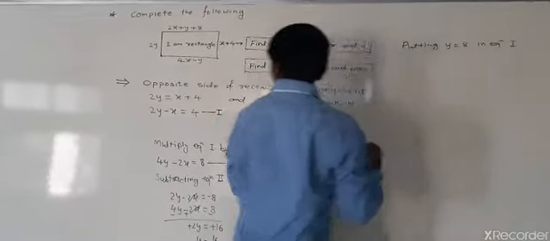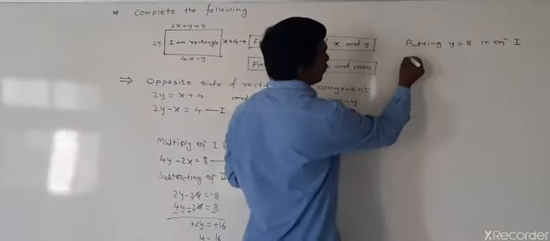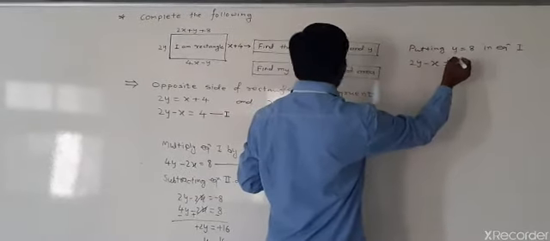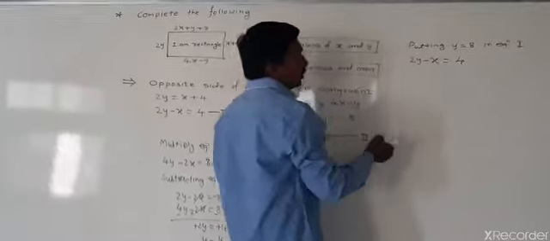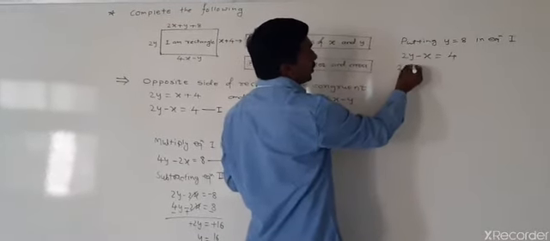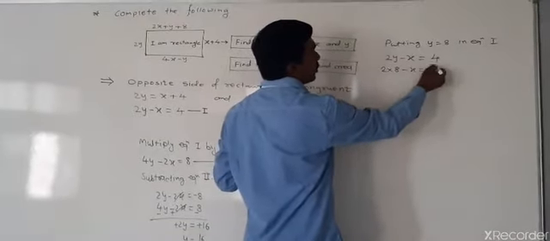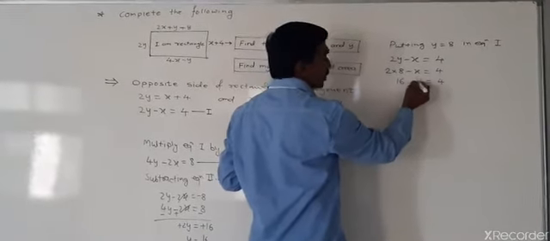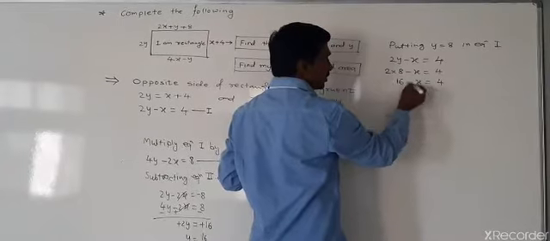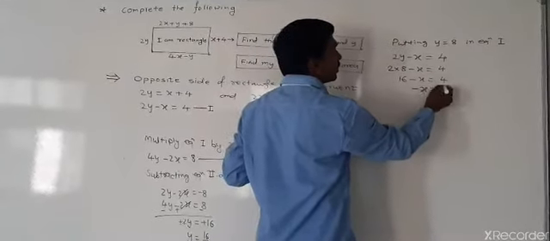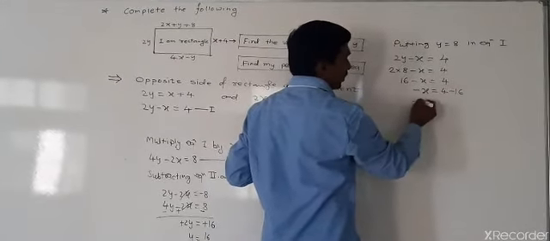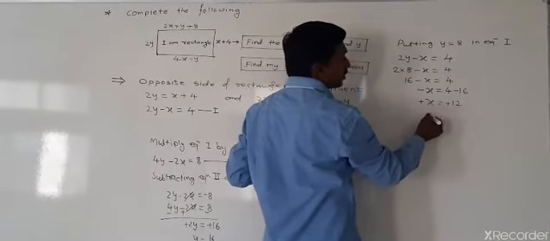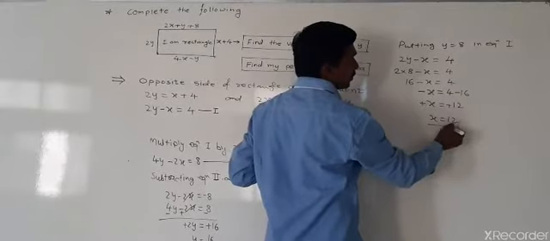Equation 1 is 2y minus x is equal to 4. Now we have to put y is equal to 8. 2 into 8 minus x equal to 4. 2 into 8 is 16, minus x equal to 4. Transfer this 16 to the right side, it will become 4 minus 16, and we have minus x is equal to minus 12. This is minus minus plus, so x is equal to 12.